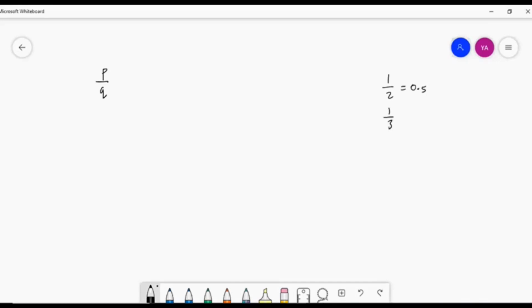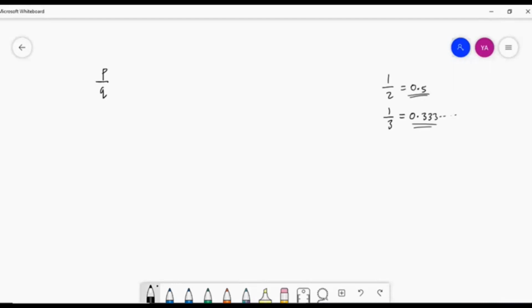For another example, 1 by 3. Can you tell the decimal form of 1 by 3? Yes, 0.333, and so on. So we will discuss in this topic when a rational number terminates in decimal form and when it will not terminate. That's the only thing we study in this topic.